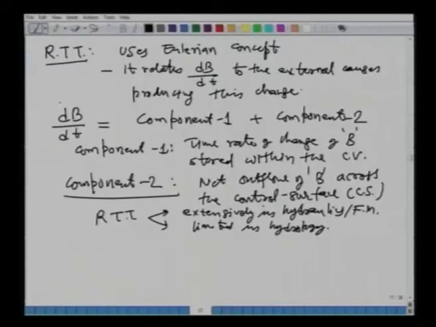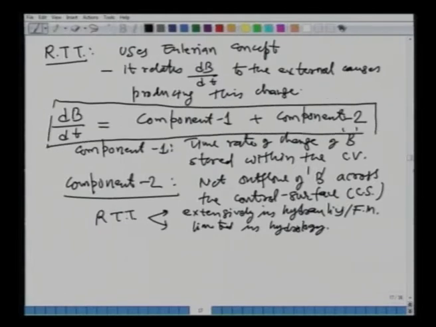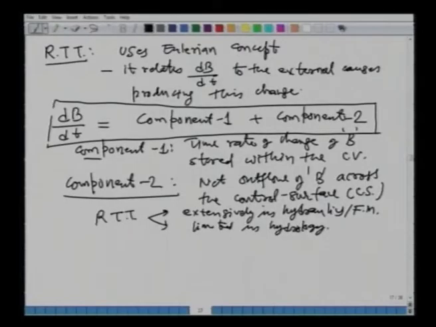So, I would like to come back to this board and define that the Reynolds transport theorem basically gives us this: the time rate of change of extensive property is equal to the sum of two components, component 1 and component 2 as shown here. What is component 1? Component 1 is nothing but the time rate of change of extensive property stored within the control volume, that is, the time rate of change of B stored within the control volume.